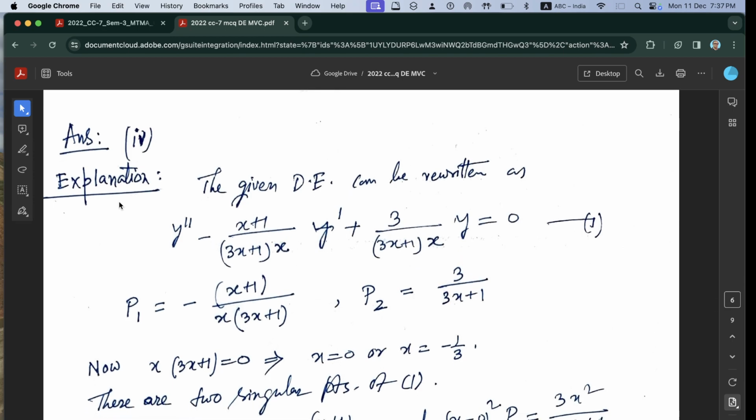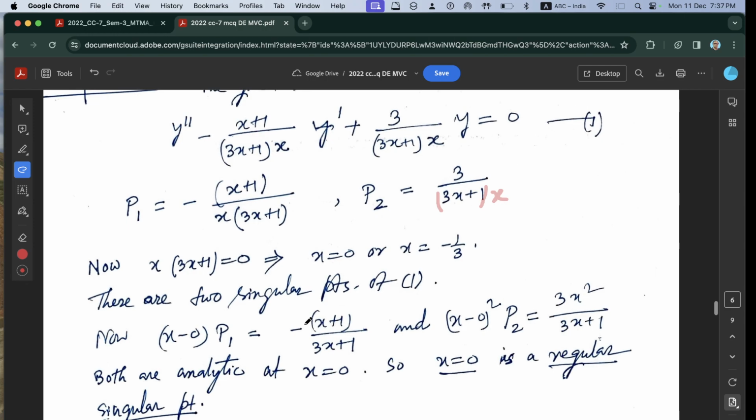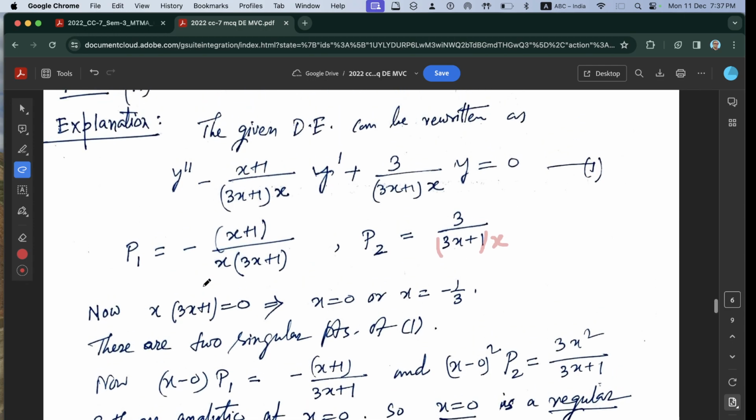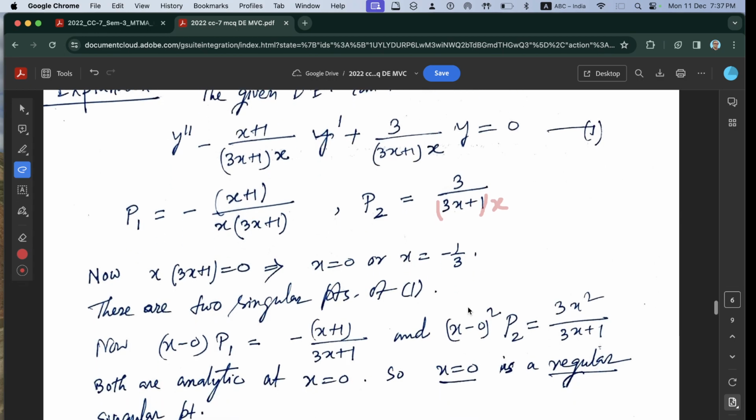3x plus 1 into x. So this into x. Now x(3x plus 1) equal to 0 gives either x equal to 0 or x equal to minus 1 by 3. So these are two singular points of the differential equation 1.